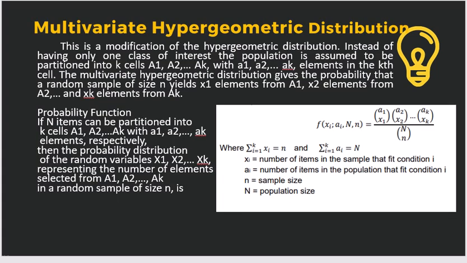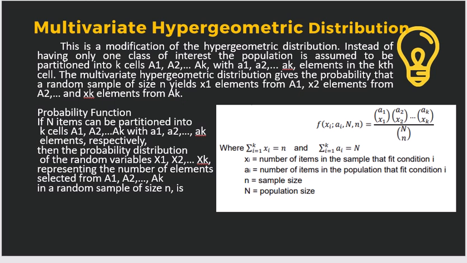Next, we have the multivariate hypergeometric distribution. This is a modification of the hypergeometric distribution. Instead of having only one class of interest, the population is assumed to be partitioned into K cells, A sub 1, A sub 2, and so on, where A sub 1, A sub 2, and so on are elements in the kth cell. So kumbaga, may buong sample tapos kinuwanan mo lang siya.